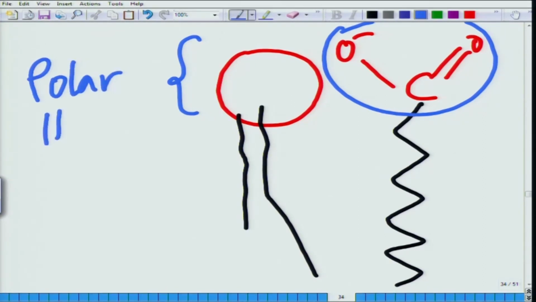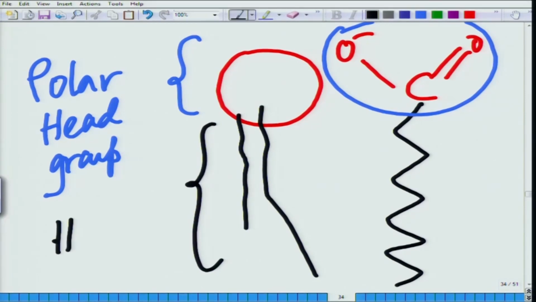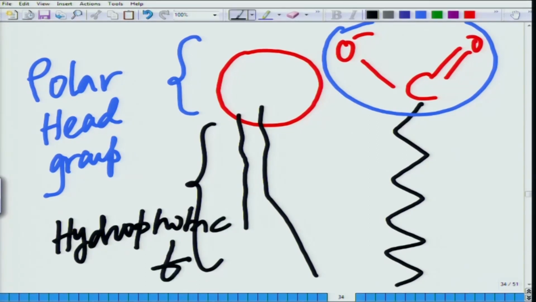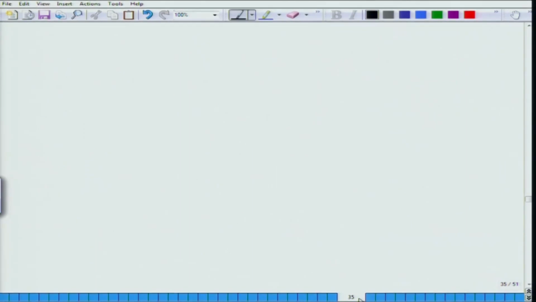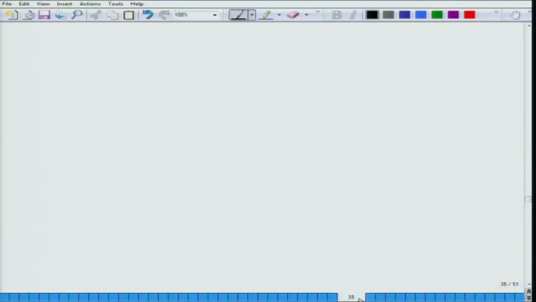Polar head group, and this one is the hydrophobic tail. So, most of the lipids are like this. So, what exactly happens when oil falls on the surface of water? It is an interfacial phenomenon. There are two situations. One part of the oil is facing the air and the other part is facing the water. So, at the air water interface, let me draw it, this is water. Okay.